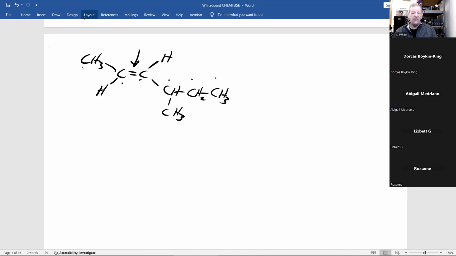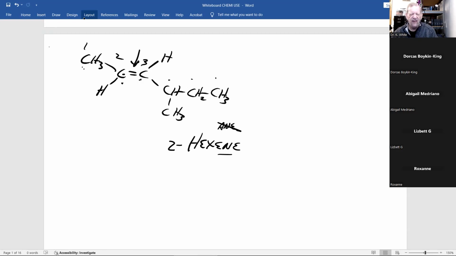And the answer is 6 is greater than 5. So 6 is hexane. But the -ane ending you drop, and you put -ene: hexene. Now, one of these two carbons is going to be the one that's closest to the end of the chain, lowest number. And notice this would be this carbon. So it's 2-hexene. That tells you the double bond starts at carbon 2.